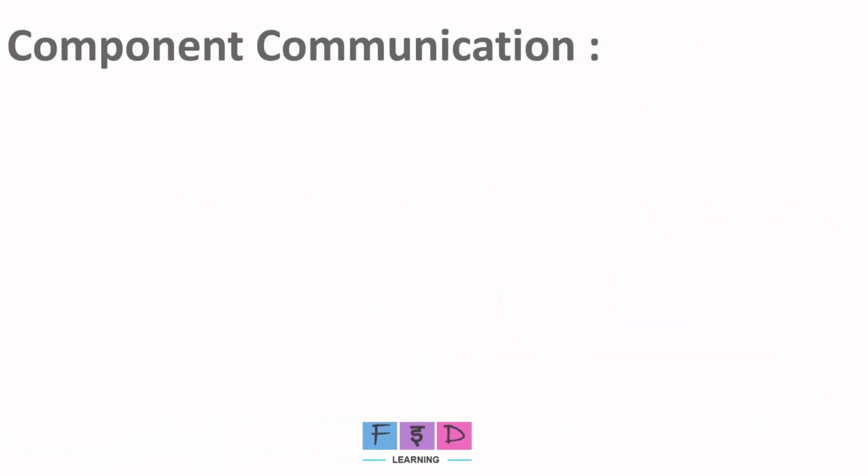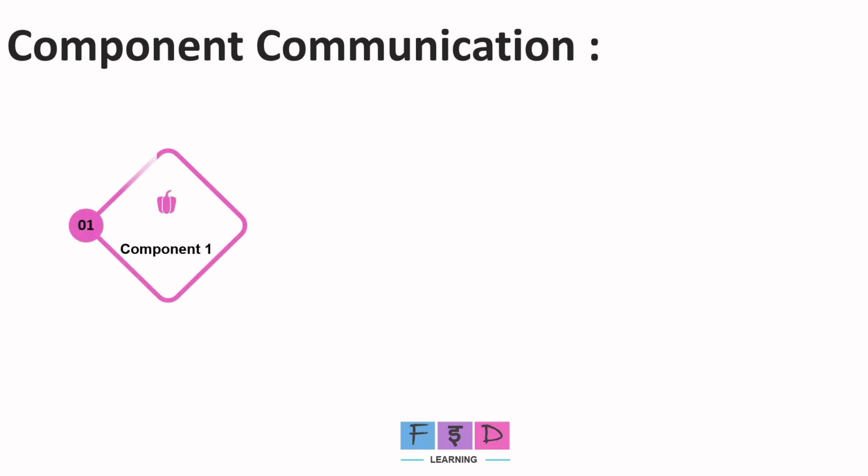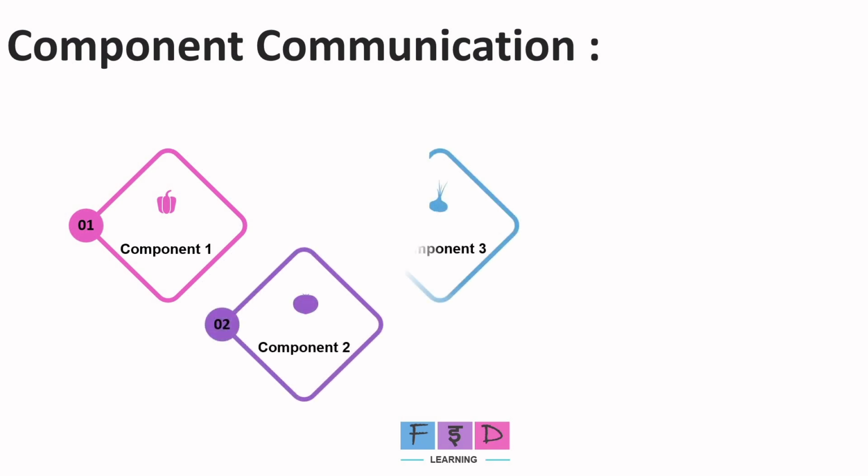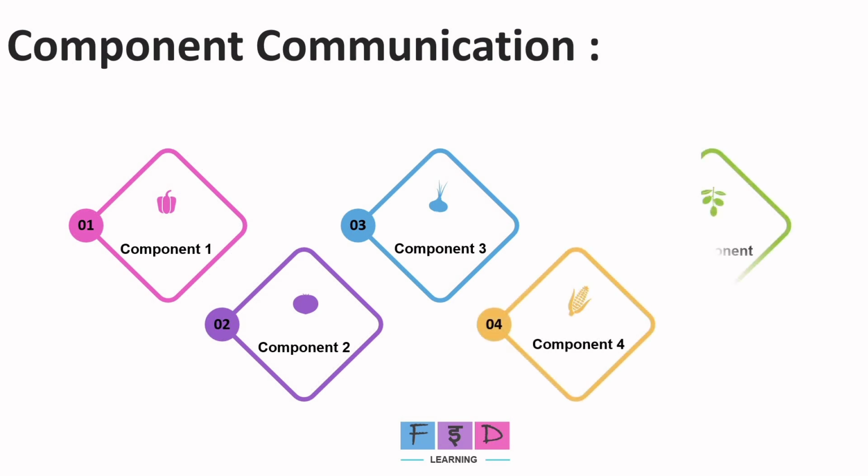And as you know, Angular is a component-based architecture, and from Angular 17 onwards, each component is standalone by default. It means each component is independent, and to interact with each component, we need to establish communication between them. Like here, you can see we have n number of components, and each component is standalone by default. And in Angular, we often communicate between parent and child components.